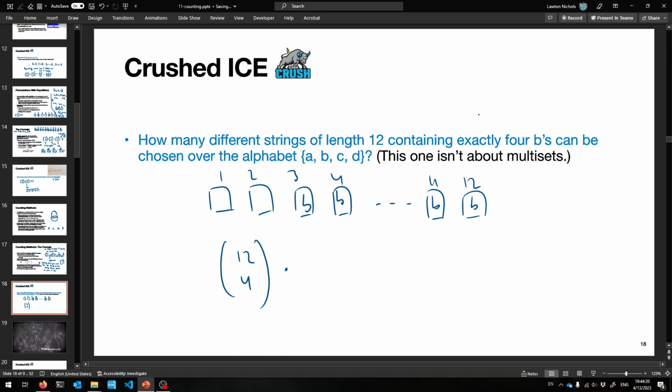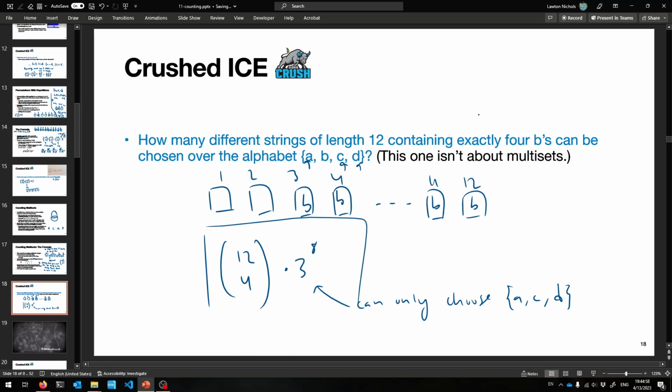After that, you can fill the rest of the slots with some combination of As, Cs, and Ds. You cannot choose Bs anymore. Do you see that? Because you've already placed your 4 Bs, you don't get any more Bs. The rest is among the other 3 characters. So 3 characters that you can fill in the rest of the 8 slots. So it's 3 to the 8th power, because you can only choose A, C, and D for the rest of the slots. You've put your 4 Bs, can't have any more of those. All right, so that's going to be your answer, and I will box it for your convenience.